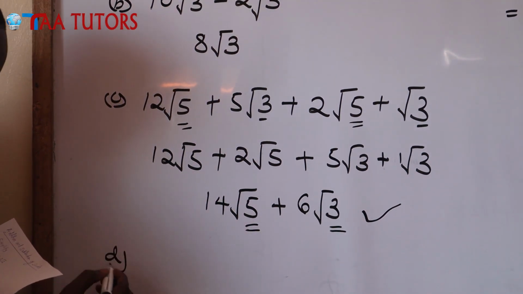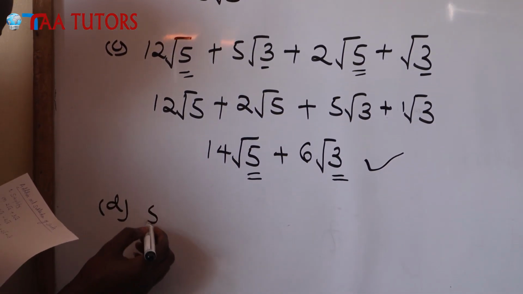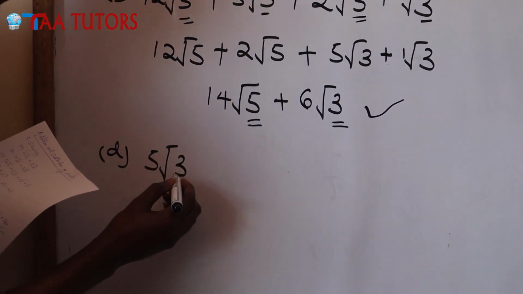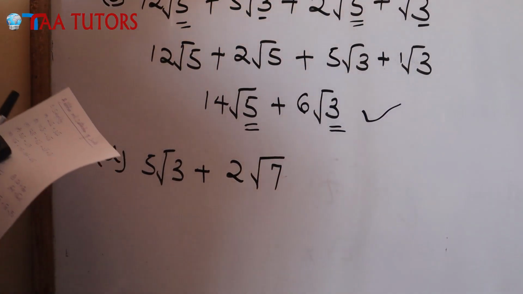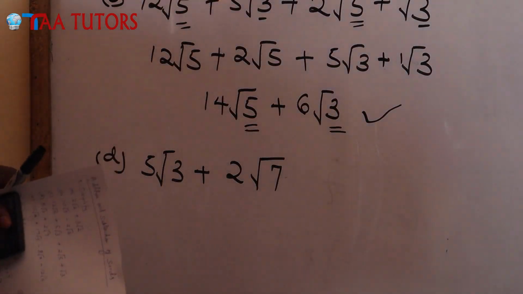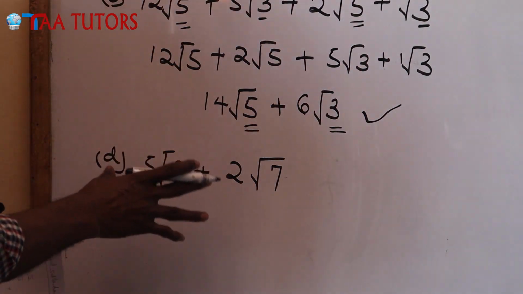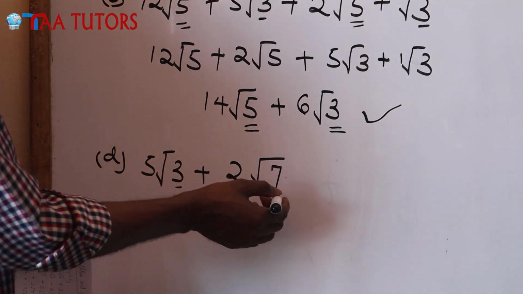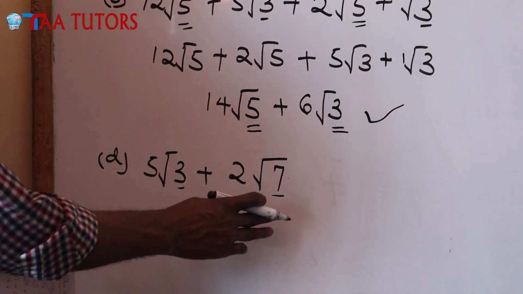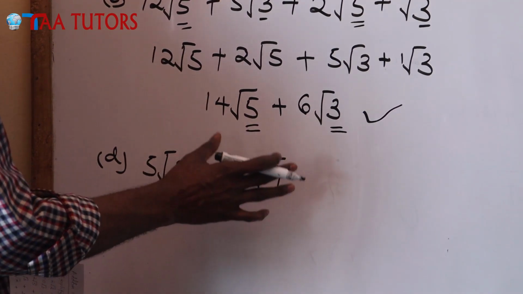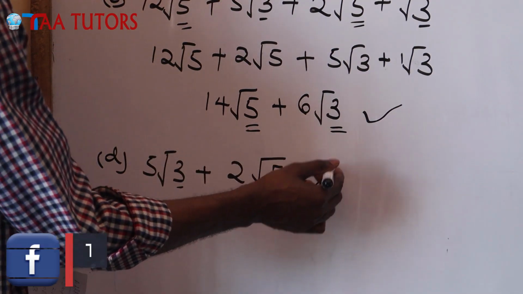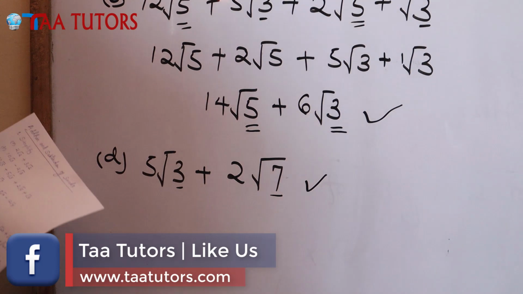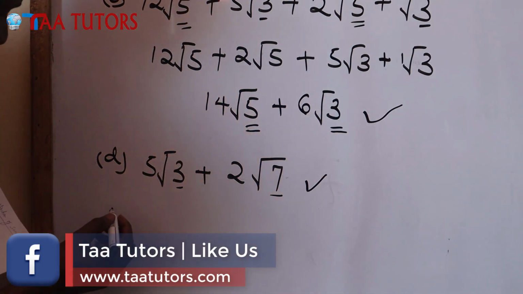Question D is surd 5 plus surd 3 plus surd 2 plus surd 7. You realize that this problem is its own answer, because surd 3 and surd 7 are not like terms. So this is our answer. We leave it like that. We cannot simplify it further than that.